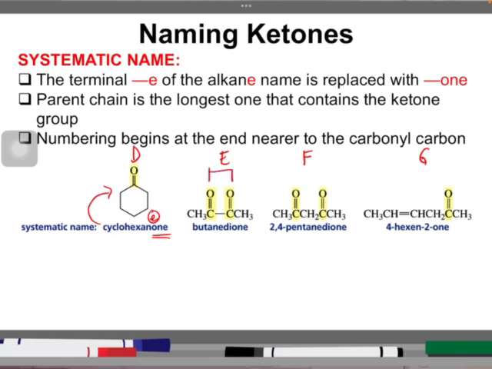Pag dalawang alcohol, diol. Kapag dalawang aldehydes, we call it dial. Tapos ito naman, kapag dalawa na yung ketone group, we call this as your dione. Okay? So, gawin na lang natin dito ay we count the number of carbons. So, that's 1, 2, 3, 4: meth, eth, prop, but. Then, that's butane. And then, we just add the word dione.